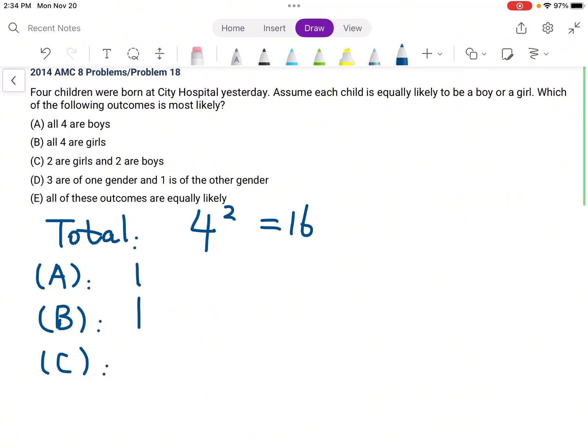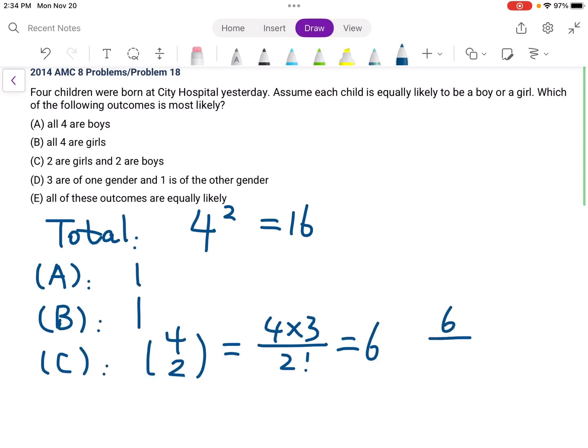That is equivalent to choosing 2 children from the 4 to be girls. So choose 2 from 4. It equals 4 multiplied by 3 divided by 2 factorial. That equals 6 total choices. So 6 over 16 equals 3/8. So that's larger than A and B.